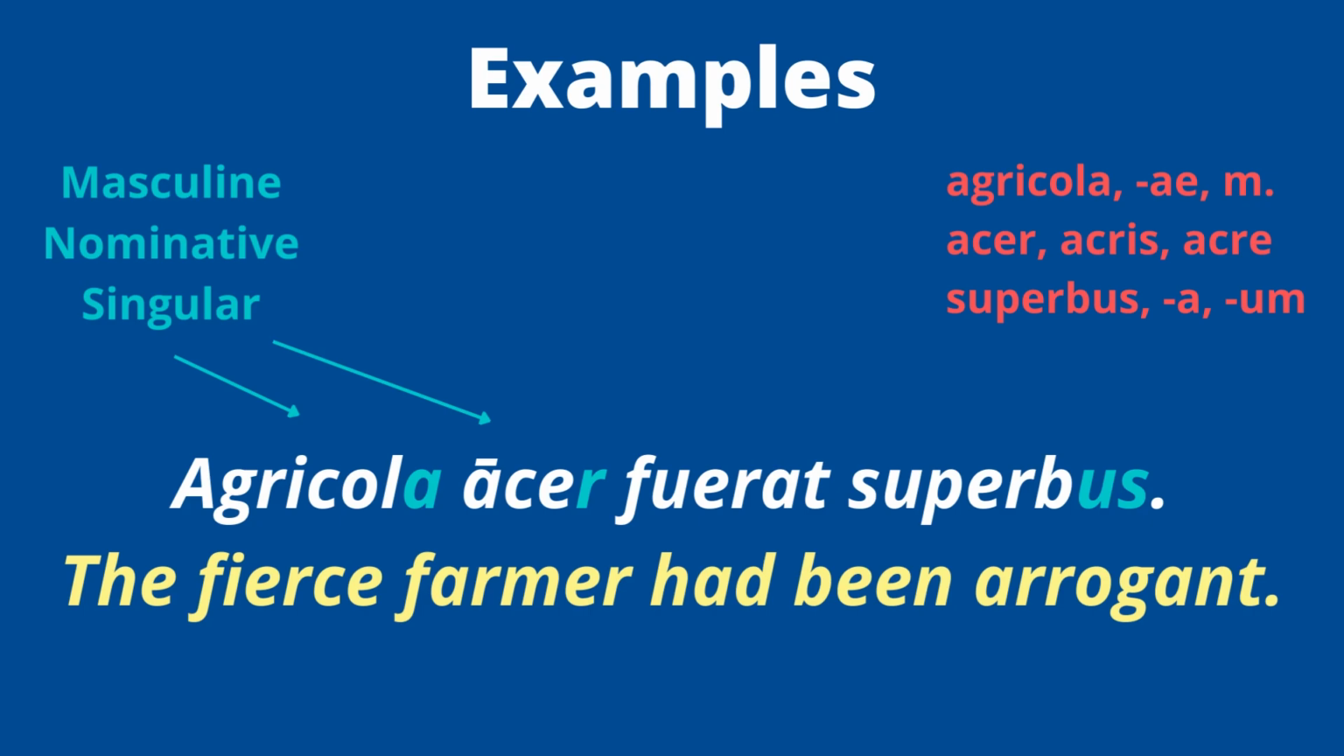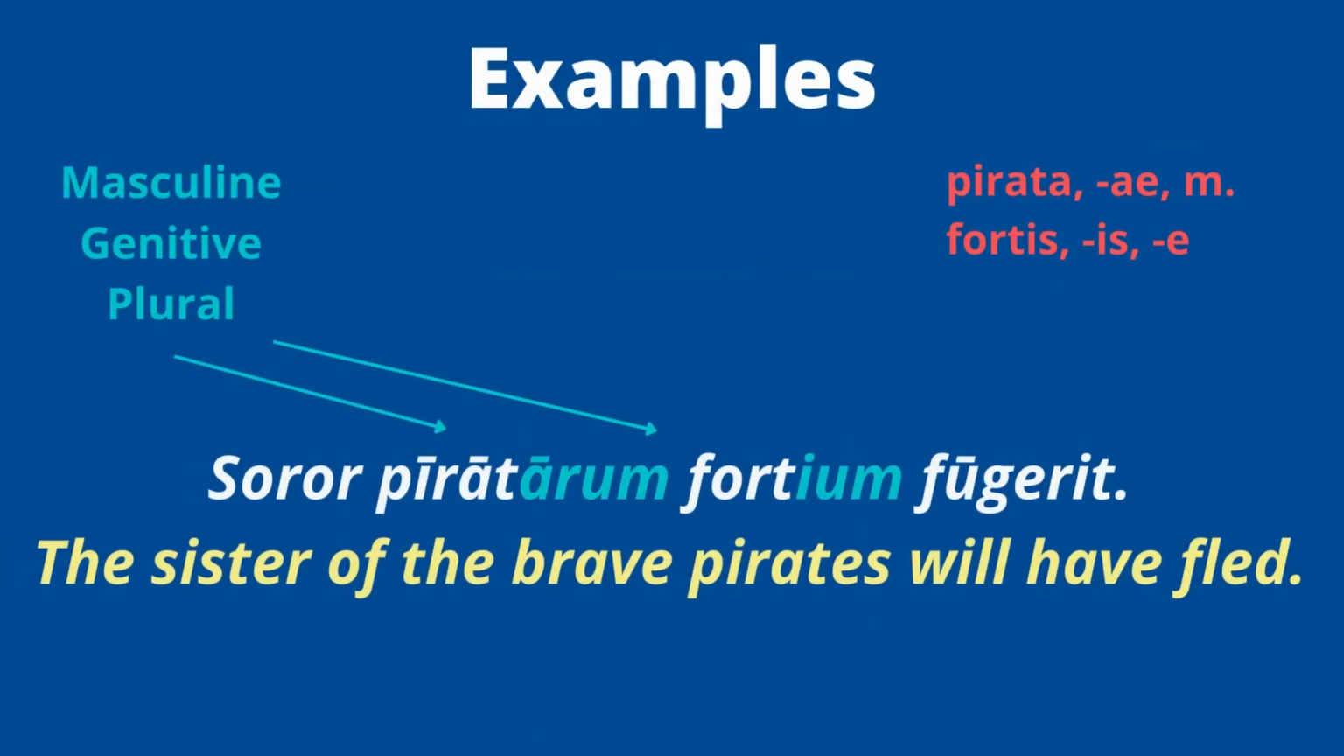They look a little different, but it's totally fine. The case, number, and gender is the exact same thing for all of these, okay? Next, we have soror piratarum fortium fugere, right? The sister of the brave pirates will have fled. Piratarum is going with fortium. Fortium is your adjective, meaning brave, and it's matched, or agreeing, with piratarum, the pirates. Both of those words are masculine, genitive, plural.